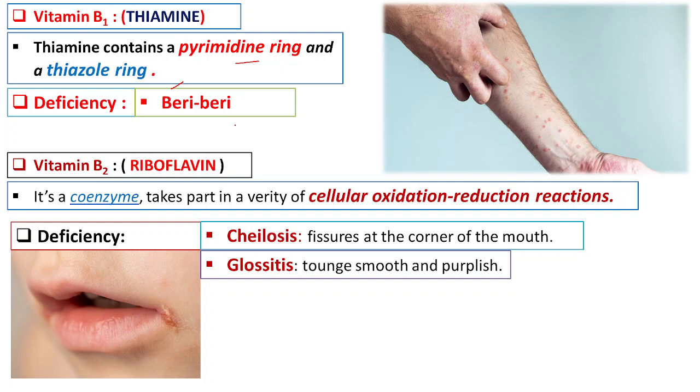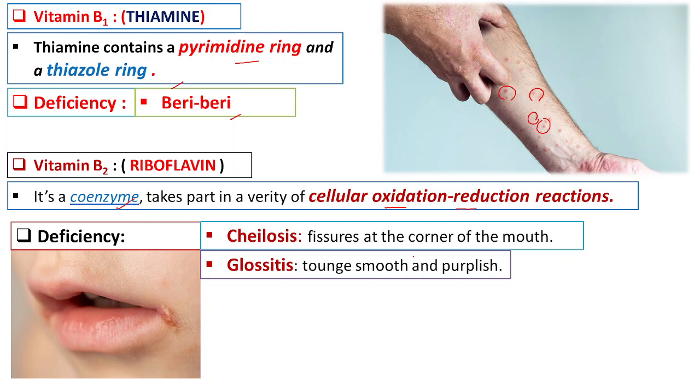Its deficiency leads to beriberi. This type of skin condition will be shown in case of beriberi disorder. Next, vitamin B2, riboflavin. Most of it is a coenzyme that takes part in a variety of cellular oxidation and reduction reactions. So the vitamin which acts as a coenzyme, we need to say it is vitamin B2, so called riboflavin.